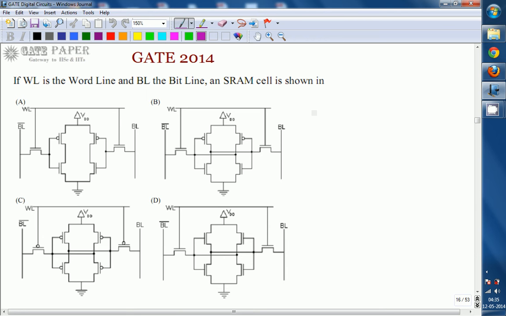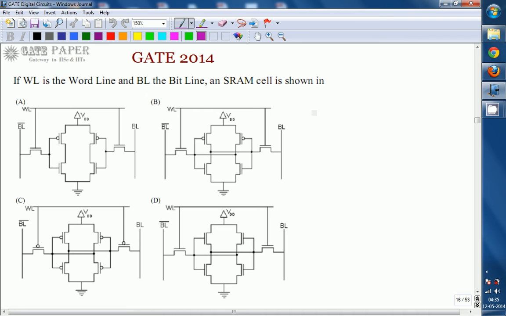The name static implies that once you have written the data into this SRAM cell, it does not need to be refreshed. It maintains the data as long as the power supply is connected, so there is no need to worry about the data getting discharged. Once the logic values are written into the SRAM cell, they are fixed. There is no need to refresh again and again like a DRAM cell. That's why it is called a static RAM cell.